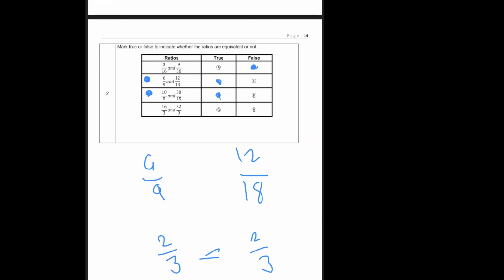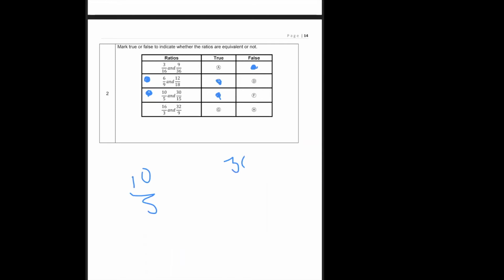For number 2, let me erase this. For number 2, you just have to simplify. So 10 over 5, 30 over 15. 10 over 5 is 10 divided by 5, which is 2. 30 divided by 15 is 2. So they're the same. It must be true. That's what we're checking off. So that's kind of the other way to do it.